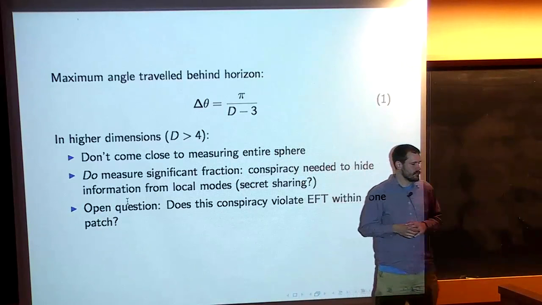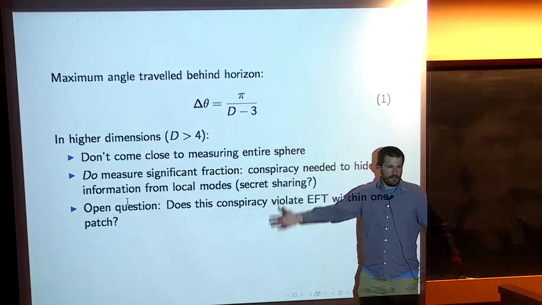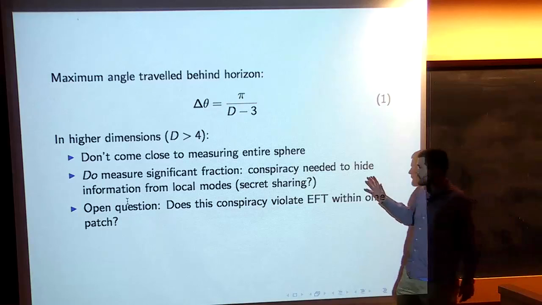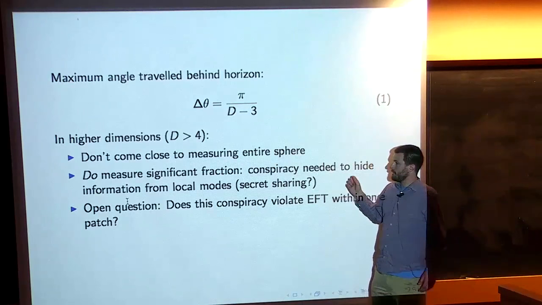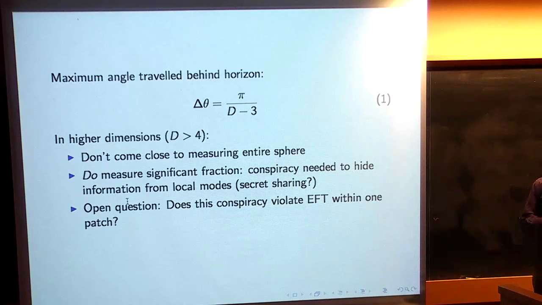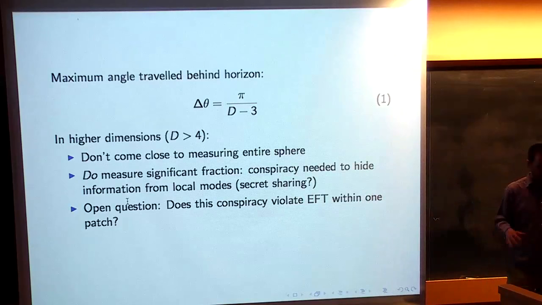So in dimensions larger than 4, you don't come close to measuring the entire sphere. And so you can't, strictly speaking, measure this mode P. On the other hand, you do measure a significant fraction of the sphere, say half of the sphere, in 5 dimensions. And so what you would need is some kind of conspiracy to hide the information from the local modes while still, in some global sense, having this partner P behind the horizon that purifies the outside Hawking mode. Or I'd rather say it differently. I really don't want to talk about modes with definite angular momentum behind the horizon, because my rule is that I'm going to do effective field theory within one causal patch. So any mode that doesn't fit within one causal patch, I don't want to talk about.